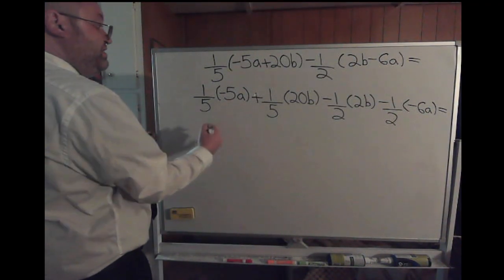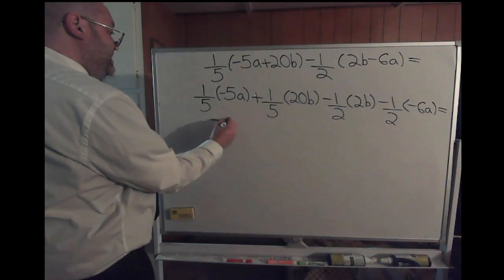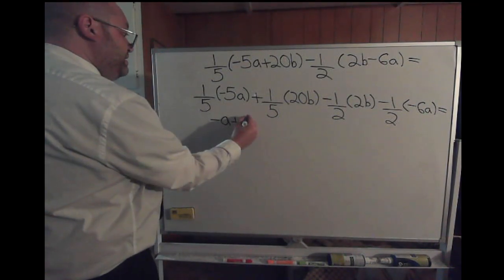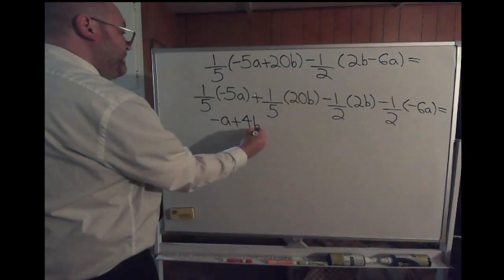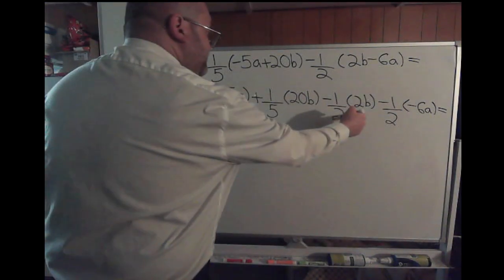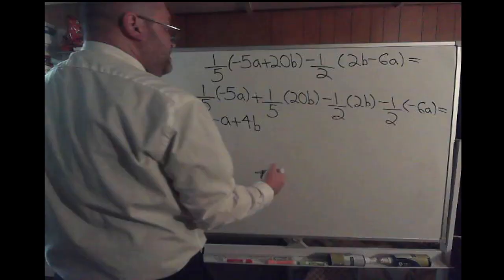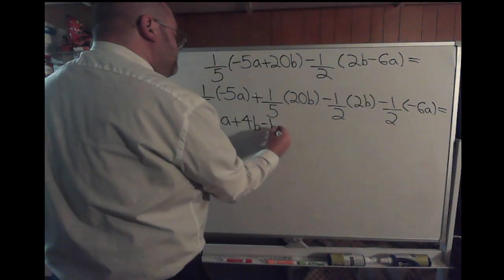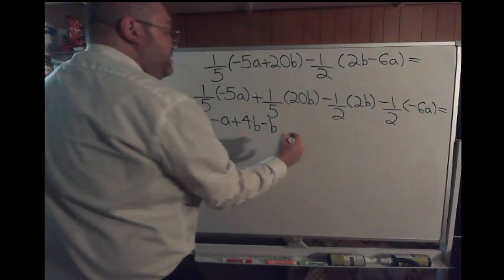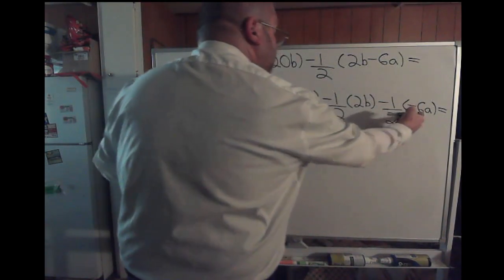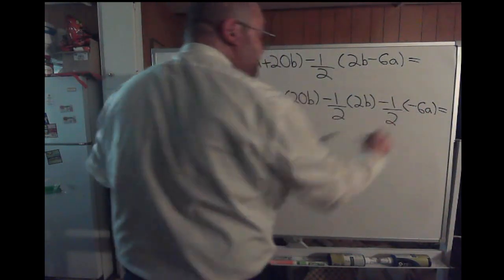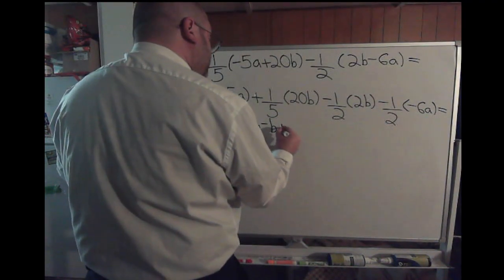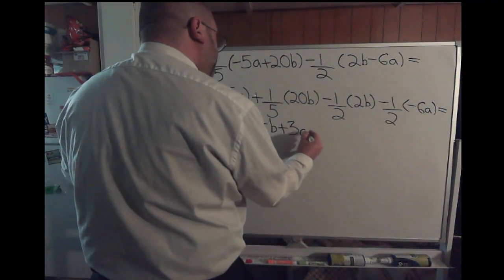So 1/5 of negative 5, that's negative 1, you'll have negative a. Plus you got 1/5 of 20b, that would be 4b, minus half of 2b, so negative times half of 2, that'd be negative 1, so that'd be minus b. Then you have negative half times negative 6. Well, the negative times negative will turn it positive. You'll just do half of 6, which would be 3. So you'd have plus 3a.